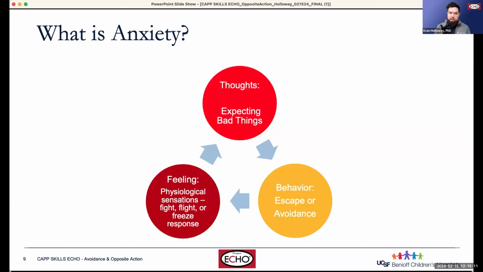So, orienting to how anxiety works. These are all related, right? But I'm going to start at the top with thoughts. You might have a thought, or kids might have a thought, about expecting something bad to happen. This can cause behavior of escaping that, physically or mentally, and not wanting to think about things that are distressing. This can lead to physiological sensations of needing to fight, flight, or freeze. And this is sort of a vicious cycle, right? That then feeds back into thoughts of, okay, something bad is going to happen again.